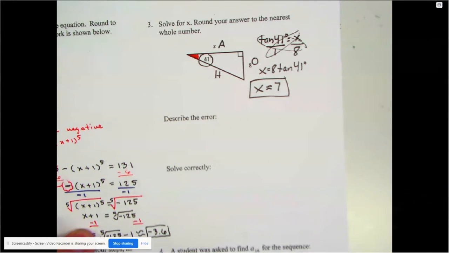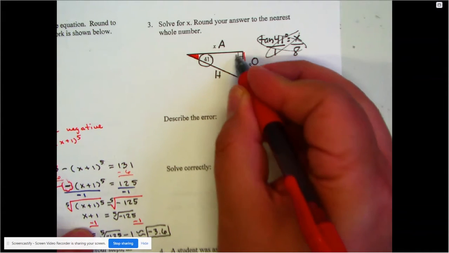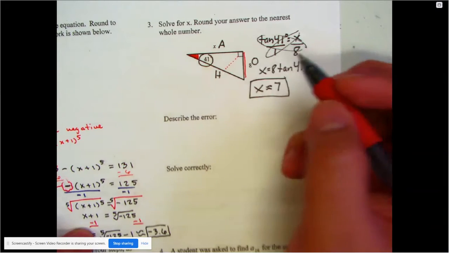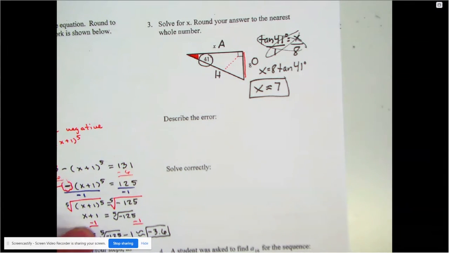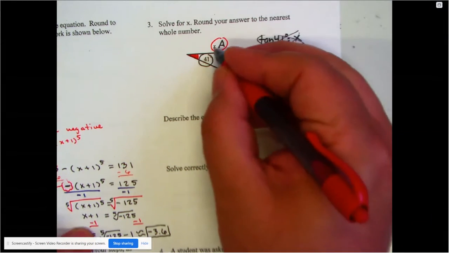Now let's check. Maybe they messed up the labeling. This side doesn't touch that angle, so yes, that's opposite. Here's the 90, so that's the hypotenuse. And that's definitely adjacent. Okay, their labeling is good. So now let's see. This is what I would circle because I have a value that I'm looking for.